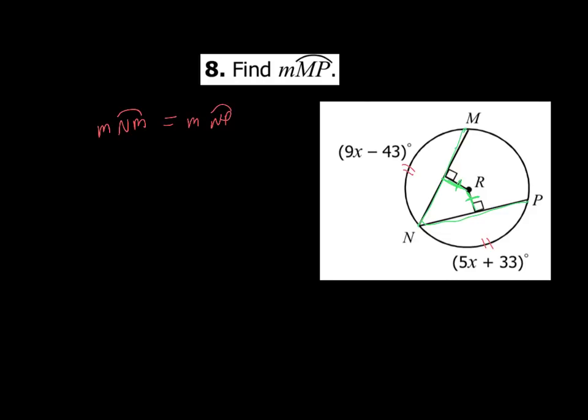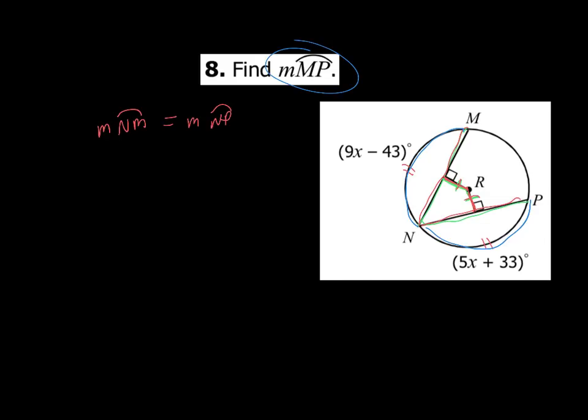And the only reason I know that is because if these distances are the same, that was given, then these chords have to be the same. And by that rationale, the arcs contained in those chords should be the same as well. And at the end, I'm going to be able to find the measure of arc MP.